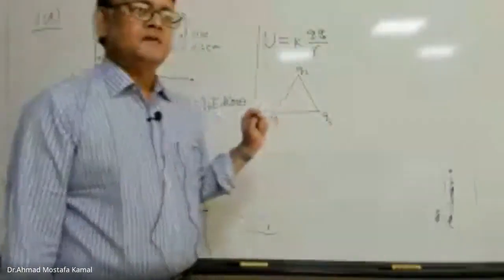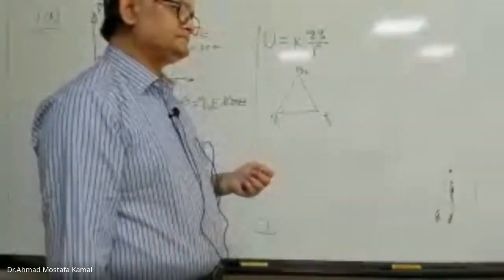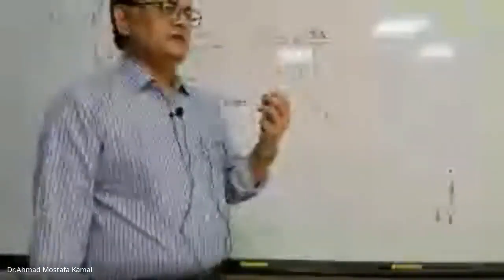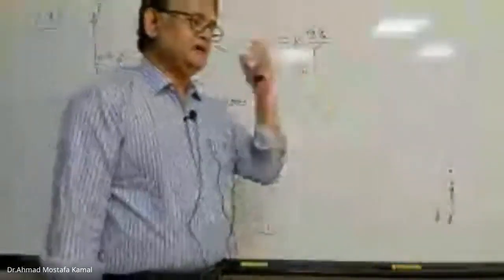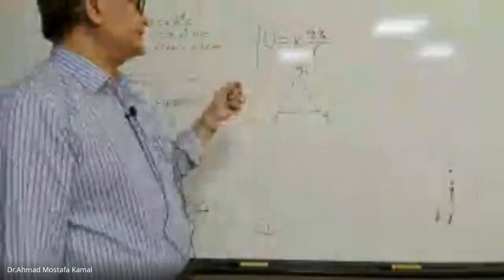3. Right. What are the pairs? Q1, Q2, Q1, Q3, Q2, Q3. Yes, you got it, right? So there will be 3 contributions. And since it is energy, it is not a vector quantity, it is a scalar quantity, just put the value.